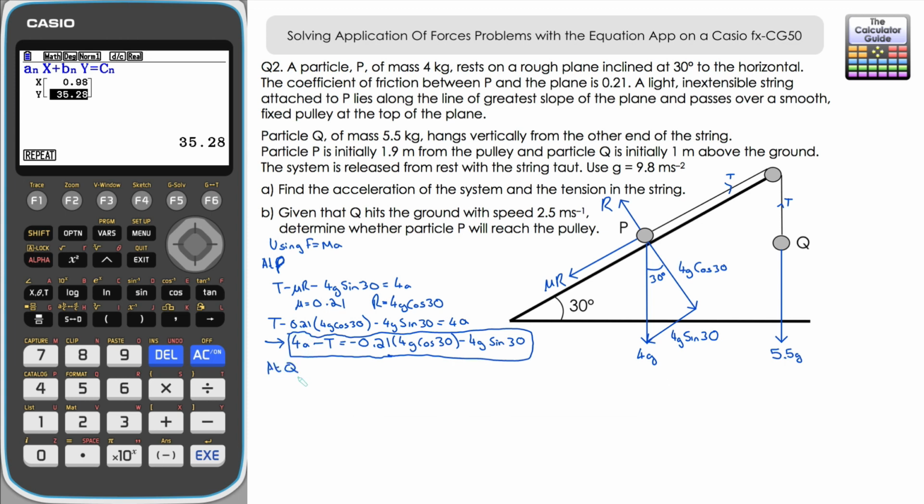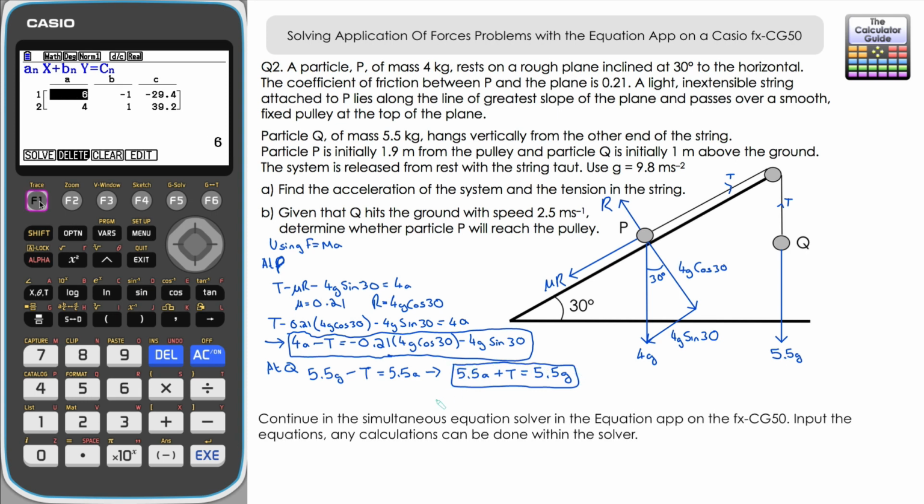So let's form our second equation. That's at Q. We know that the positive direction will be down, so that's 5.5G minus the tension in the opposite direction equals MA, so that's 5.5A. Rearrange for the two unknowns on the same side: 5.5A plus T equals 5.5G. And we'll just highlight that. And so then we're returning to the calculator now.